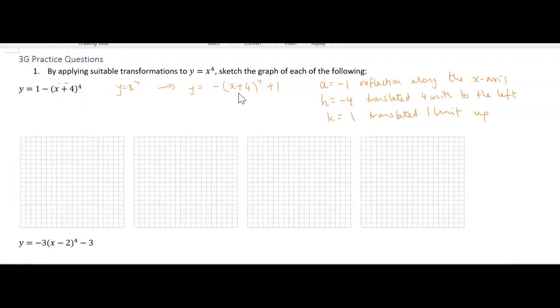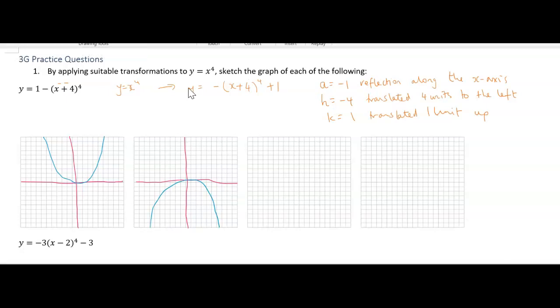So let's just draw our axes. Okay, so we're looking at a quartic. Remember, a quartic, or anything with a power of an even positive integer, is going to look like a parabola. So I'm just going to draw a parabola, but it's a quartic. All right, so first of all, our parabola has been reflected.